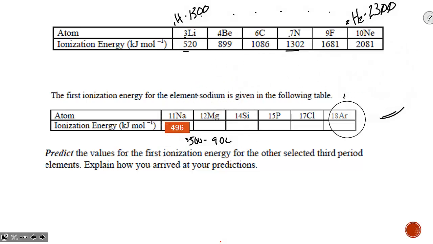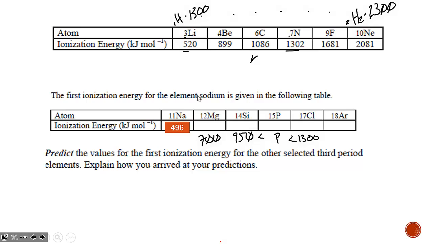So let's cut the difference. Let's say 700, right? And again, for silicon, it's got to be something more than magnesium because it has more protons in the nucleus. It's got to be less than carbon because carbon's electrons are nearer the nucleus. So you might say something along the lines of like 950. And again, we could keep going. Phosphorus would have to be more than 950, but less than 1300, and so on and so forth.